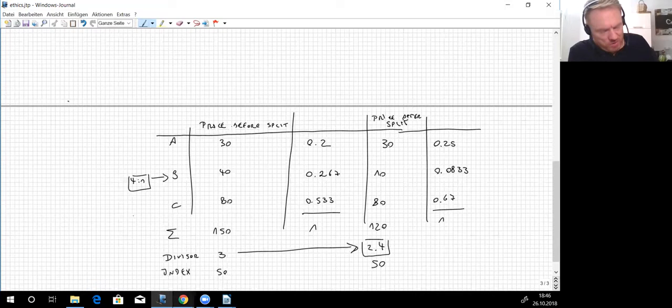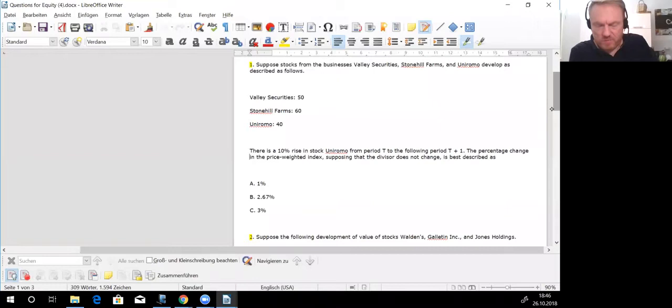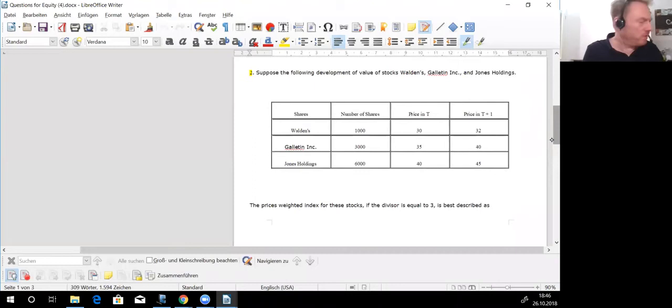Now, going back to my questions, question 1 we did already. Question 2, suppose the following development of value of stocks. There is a number of shares, there is a price in period T, and there is a price in period T plus 1. So the price weighted index, we don't look at the construction method of price indexes, and we want to know the price weighted index for those stocks, if the divisor is equal to 3, is best described as.